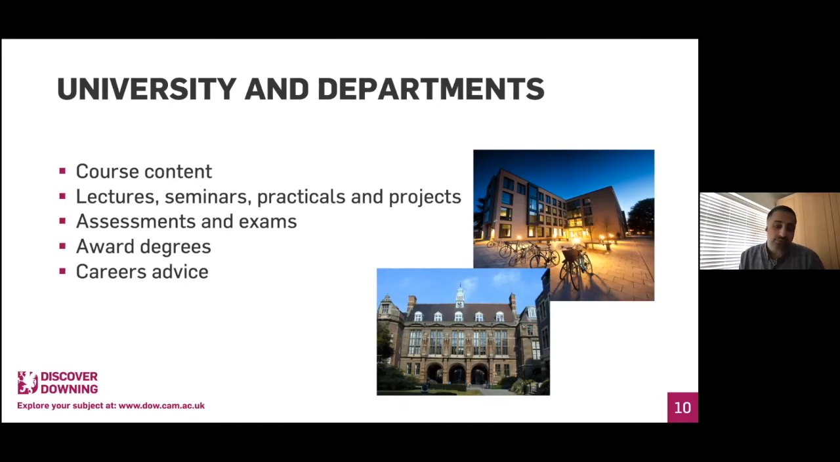And they're also there to provide advice to students after they graduate about the prospects they have in different careers as well. So that hopefully gives you an idea of what the departments do, how they work, and what sort of things to expect when you come to the university and visit the department for your undergraduate studies.